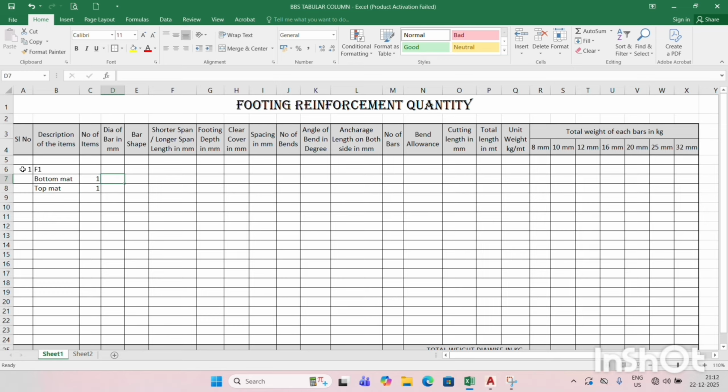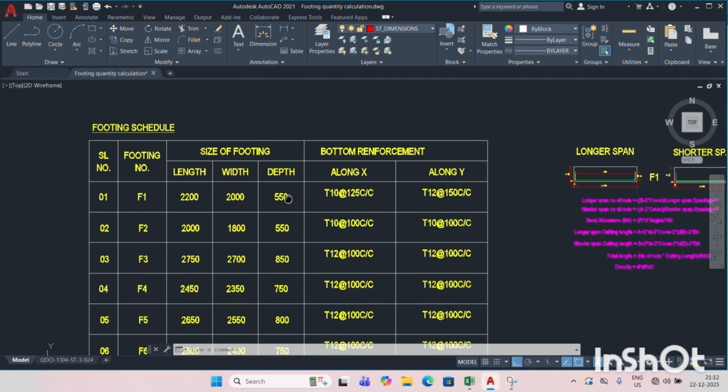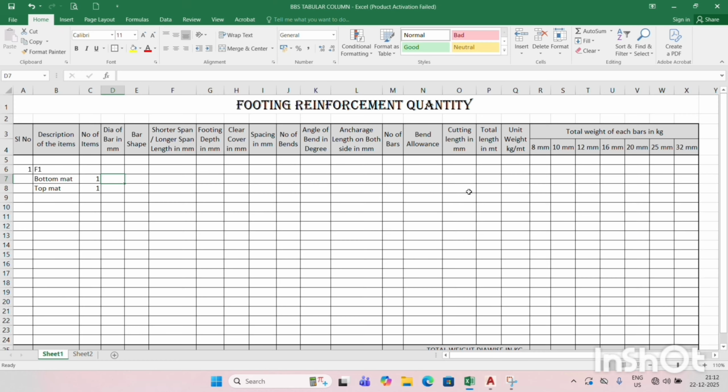The fourth column is dia of bar in mm. The bottom bar means it is the shorter span dia. So what is the shorter span dia over here? The longer span is dia 10 mm at 125 mm and the shorter span is T12 at 150 mm. Shorter span is 12 mm dia and longer span is 10 mm dia. Bar shape I will explain later in the actual classes.